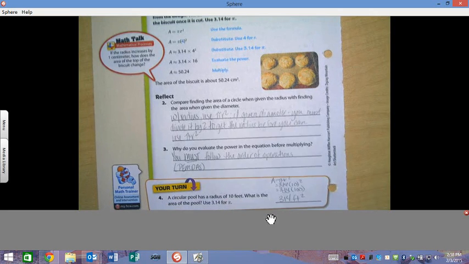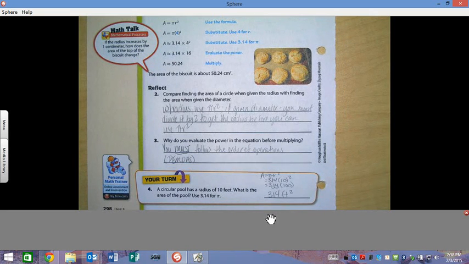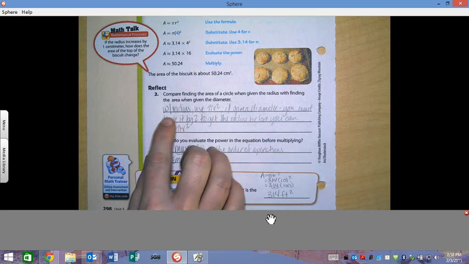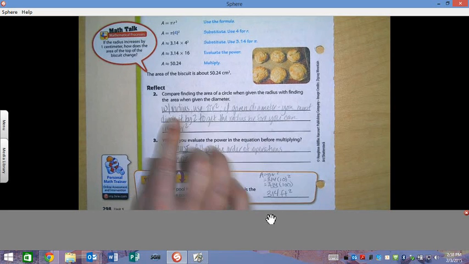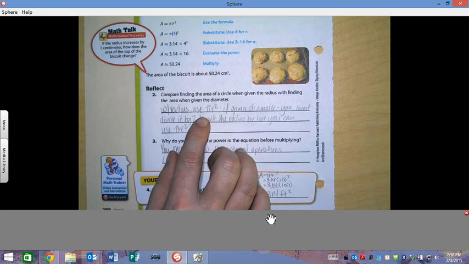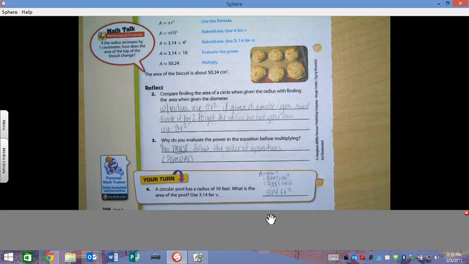Alright, number 2 says, compare finding the area of a circle when given the radius with finding the area when given the diameter. With our radius, we use pi r squared. If we're given the diameter, we have to divide it by 2 to get the radius before we can use pi r squared, because remember, our radius is half of our diameter.